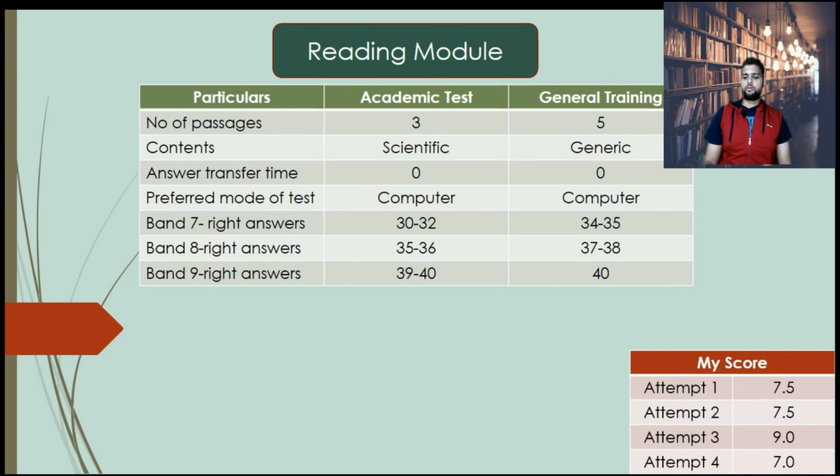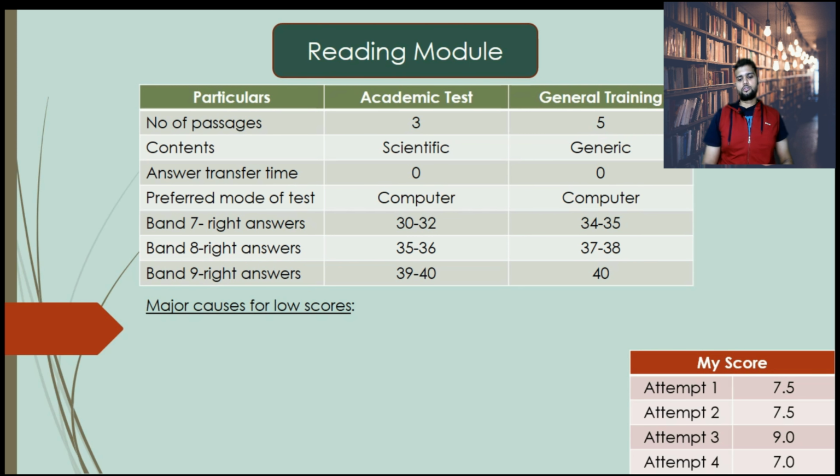So these are my scores. I've attempted this IELTS test 4 times, and in the first 2 attempts I got 7.5. Then I worked on my basics, and in the third attempt I got a perfect band 9. That means all 40 out of 40 right answers. In the fourth attempt I scored 7 again. I was in the range of 34 to 35, for the reasons mentioned in the upcoming slides.